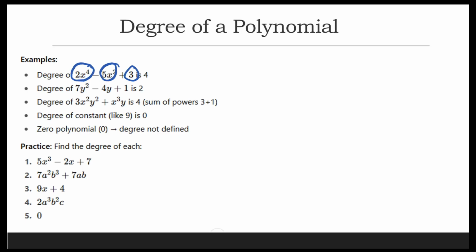So like if we look at this one, 2x to the power 4 minus 5x square plus 3, right? So here the highest power of x is 4. So for this one, the highest power is 4. For this one, the highest power of variable is 2. For this one, there is no variable, so highest power of variable is 0. So now out of these three, whichever is the highest, so 4 is the highest, so the degree of this polynomial will be 4, right?